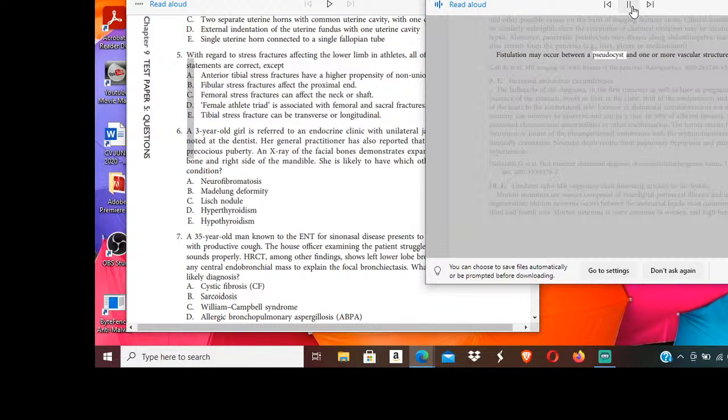Fistulation may occur between a pseudocyst and one or more vascular structures. Cal B. et al. MR imaging of cystic lesions of the pancreas.